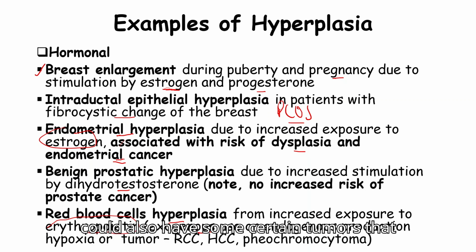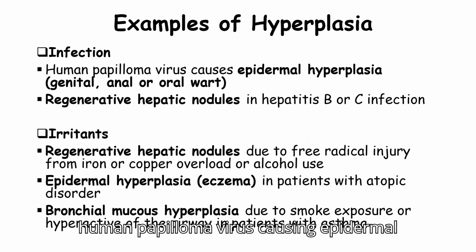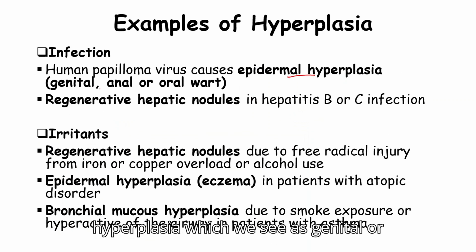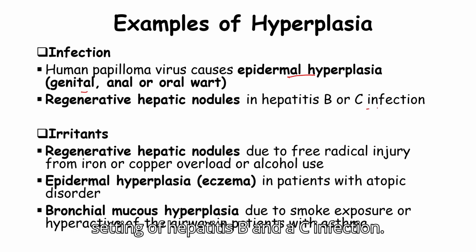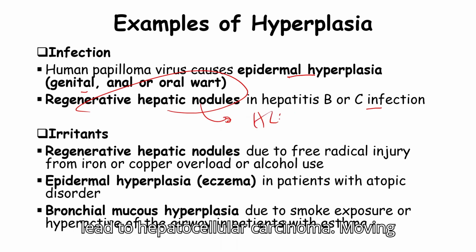And then we also have certain tumors that make this erythropoietin, like renal cell carcinoma, hepatocellular carcinoma, pheochromocytoma, and uterine fibroid. Those could make erythropoietin, and that could lead to red blood cell hyperplasia. Moving on, infection. An example is human papilloma virus causing epidermal hyperplasia, which we see as genital, anal, or oral warts. We could also have regenerative hepatic nodules in the setting of hepatitis B and C infection. And this could also be a risk factor, it can lead to dysplasia, and that could lead to hepatocellular carcinoma.